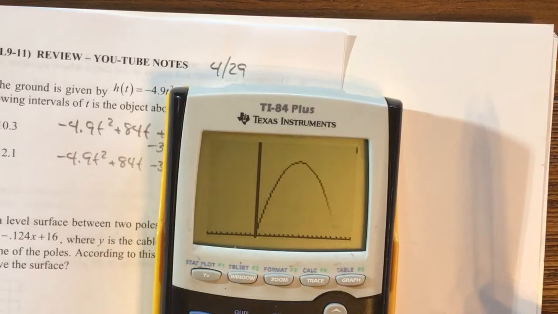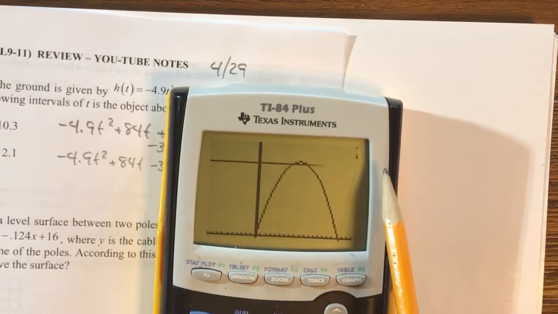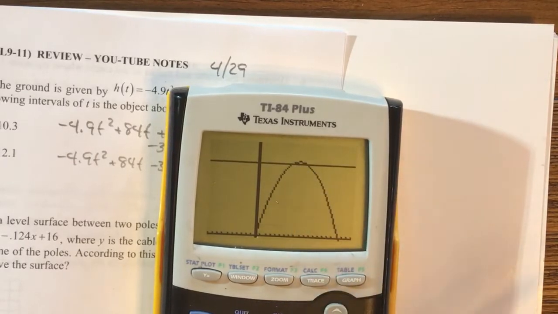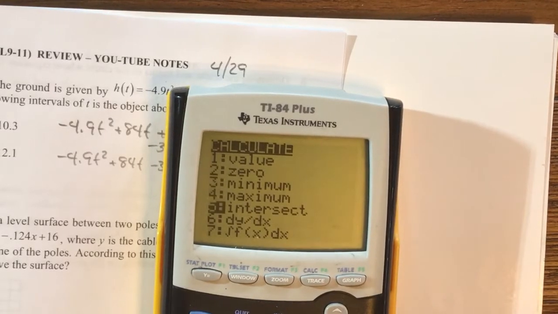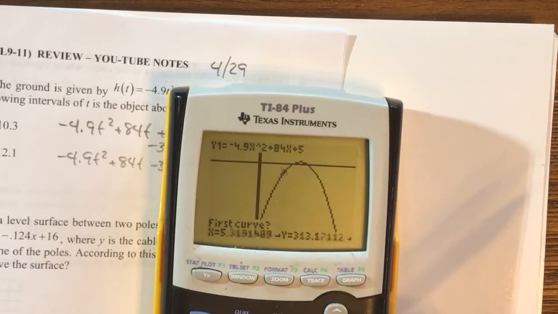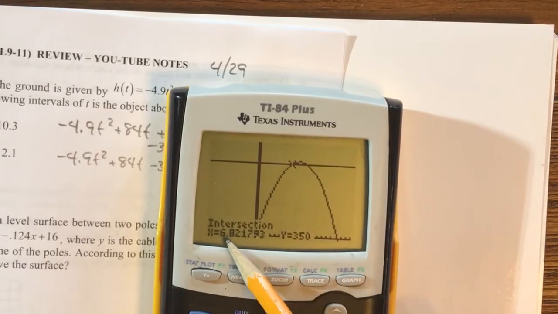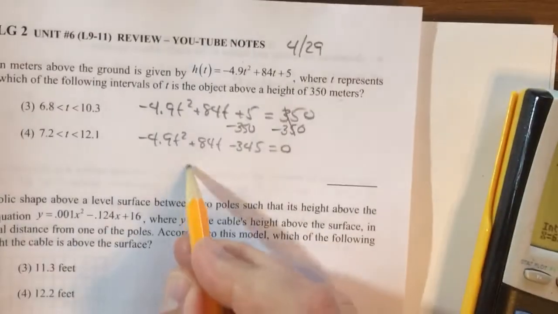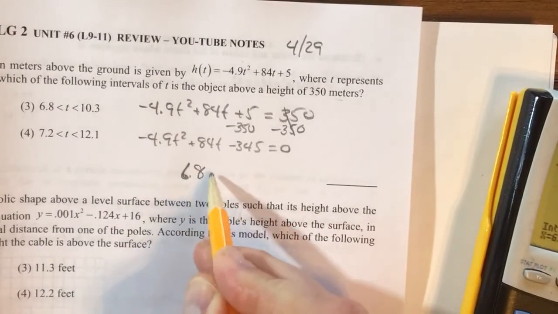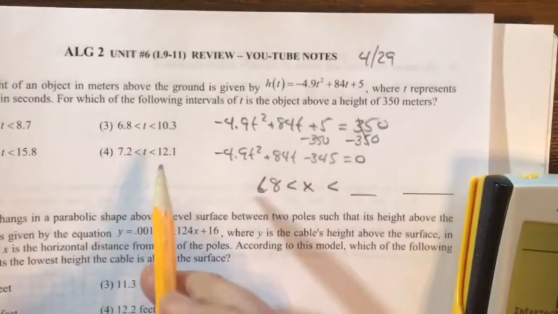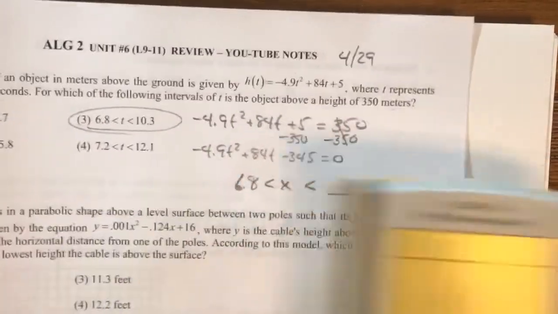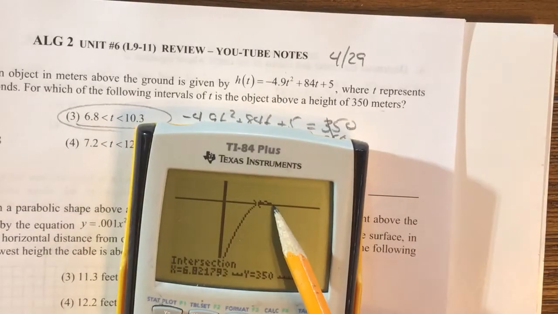All right, there's the parabola. 20 is a nice choice. 350, when is it at 350? I don't know, second calc. Let's find that intersection. It starts at 6.8. I could probably stop here. You know, what's the upper limit? I don't know, but how many answers are 6.8? Only this one. So that upper limit, if I did it on my calculator, would be 10.3.